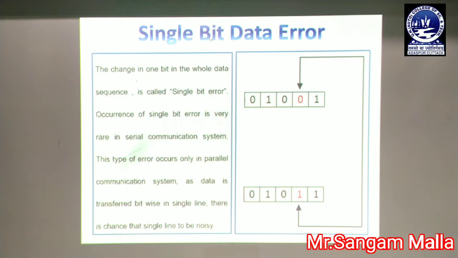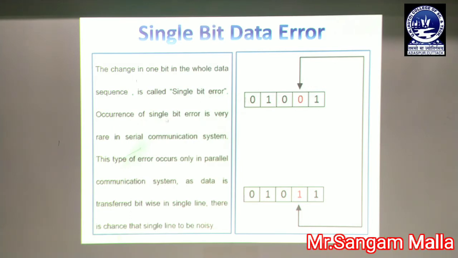The first category of data bit error is single bit data error. The change in one bit in the whole data sequence is called single bit error. Whenever a single bit of the inputted data is changed, we call it a single bit error or single bit data error.